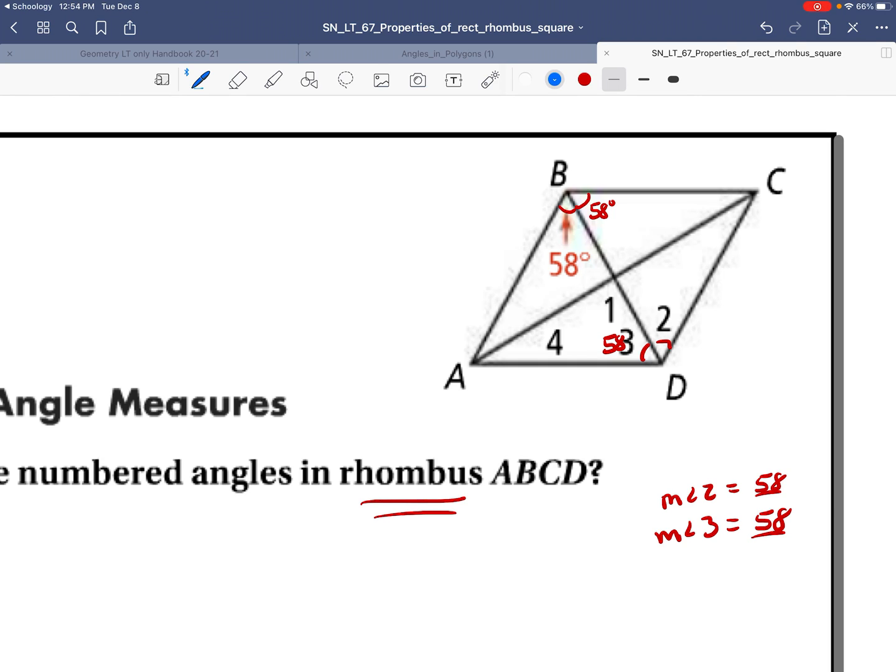the other property we remember about a rhombus is that the diagonals hit at a 90-degree angle. So if that's 90, what's the measure of angle 1? 90. Then, how do we get angle 4? Well, we've got a triangle right here. So we can solve for the measure of angle 4 by doing 180 minus 90 minus 58. And we get that the measure of angle 4 is 32.